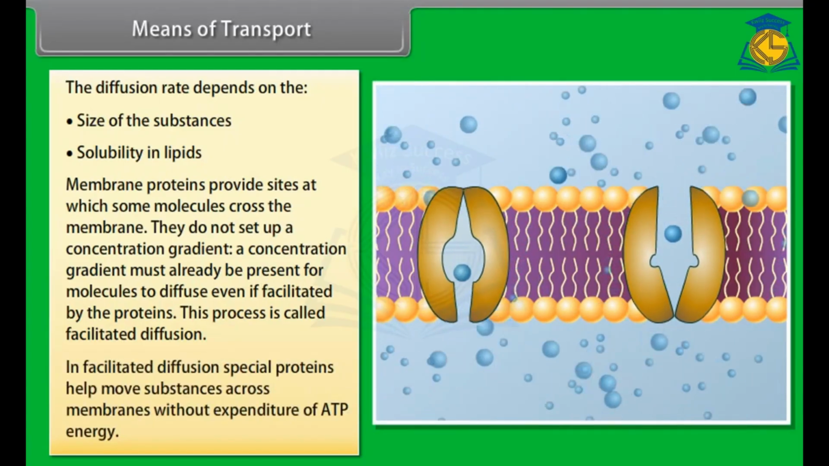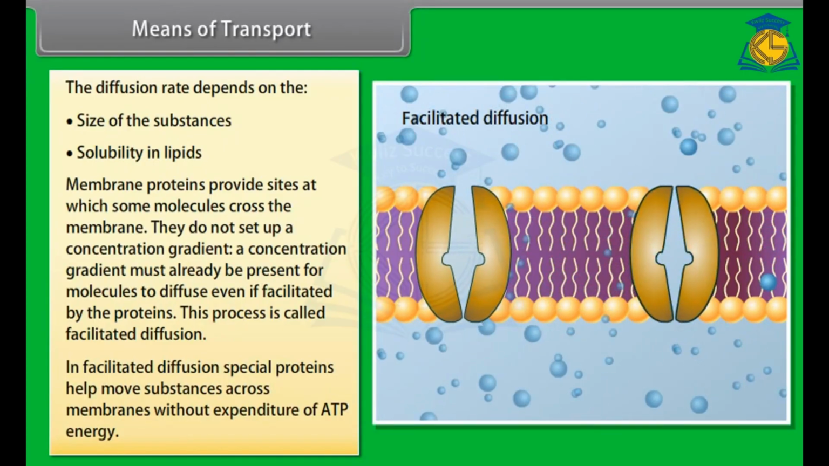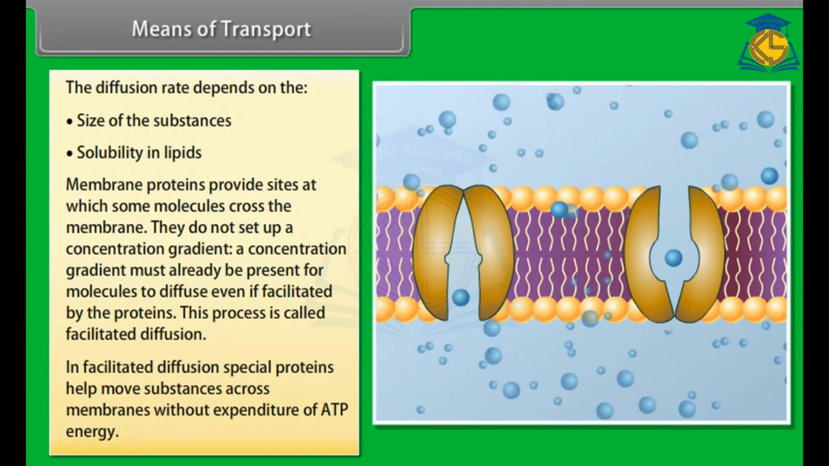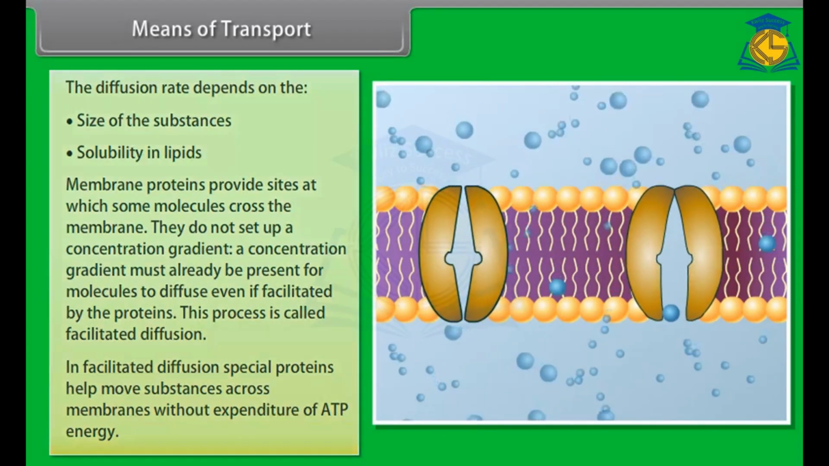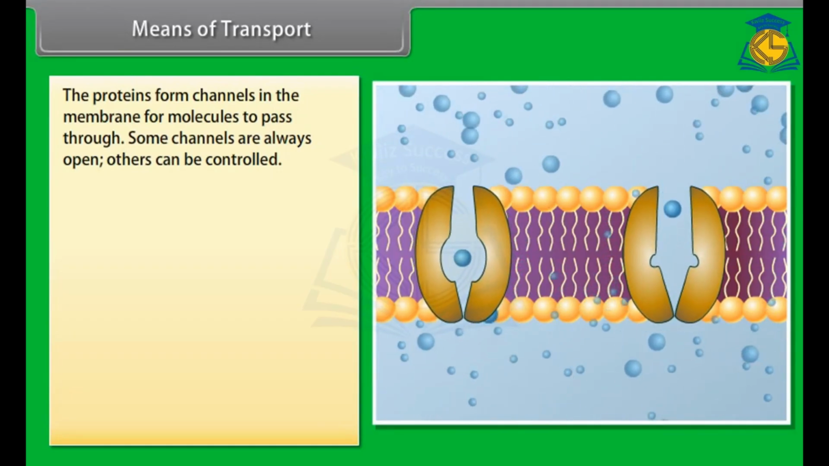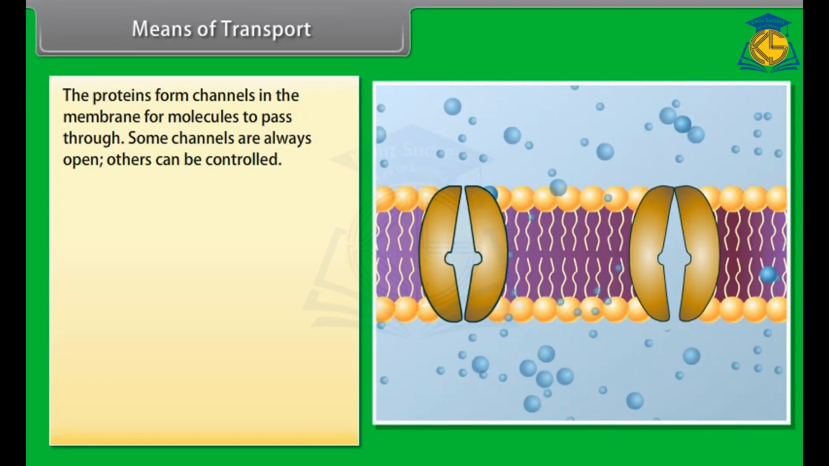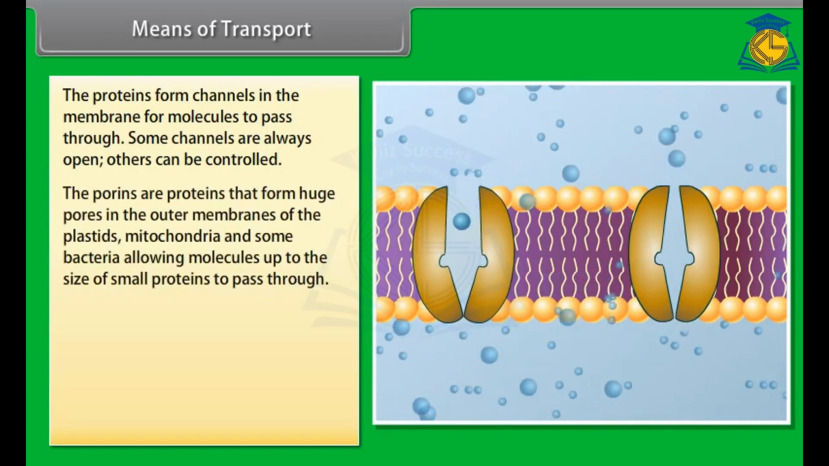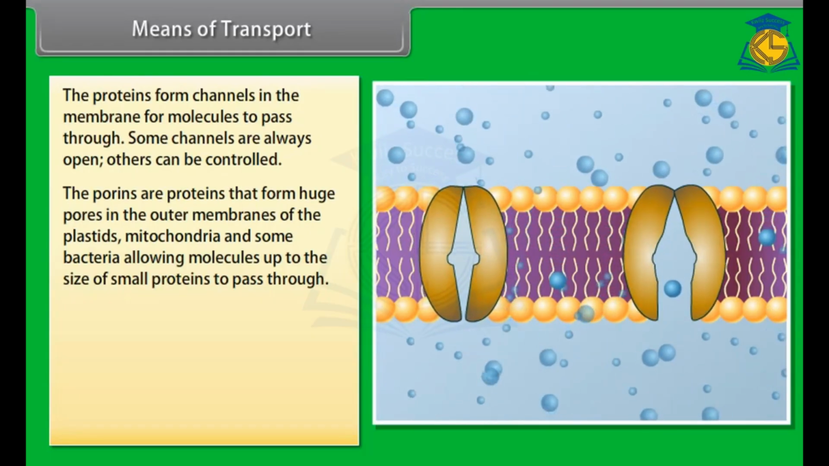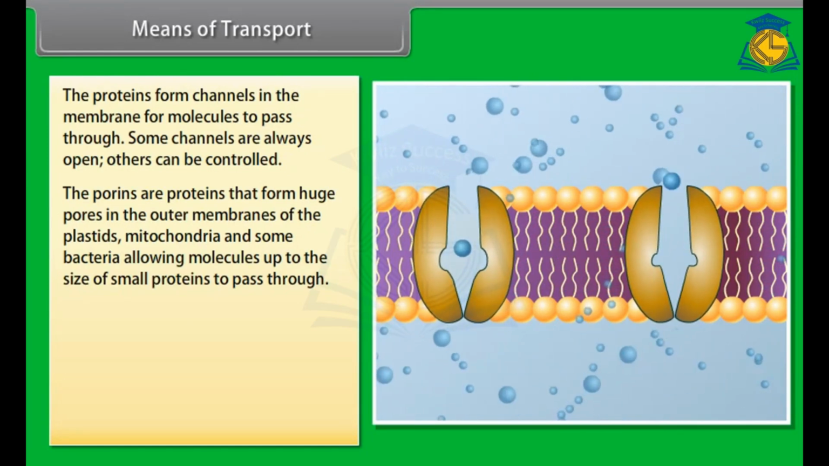In facilitated diffusion, special proteins help move substances across membranes without expenditure of ATP energy. Facilitated diffusion is very specific. It allows cells to select substances for uptake. The proteins form channels in the membrane for molecules to pass through. Some channels are always open, others can be controlled. Some are large, allowing a variety of molecules to cross. The porins are proteins that form huge pores in the outer membranes of the plastids, mitochondria and some bacteria, allowing molecules up to the size of small proteins to pass through.